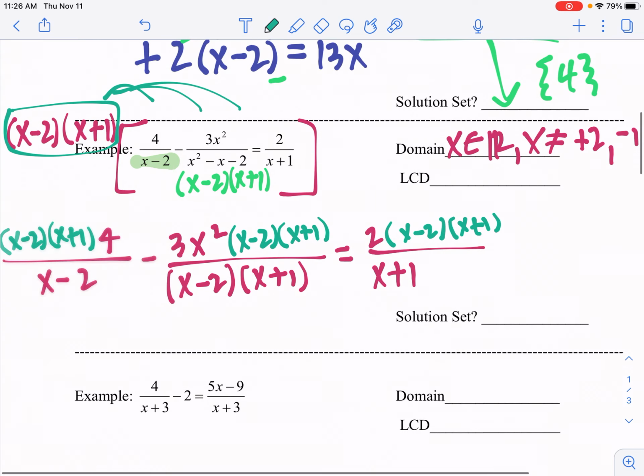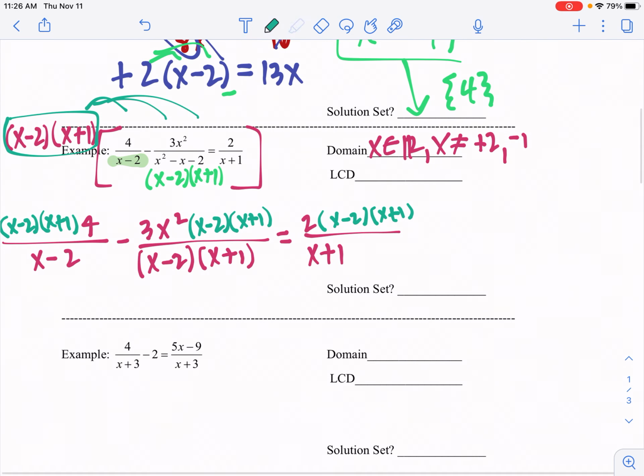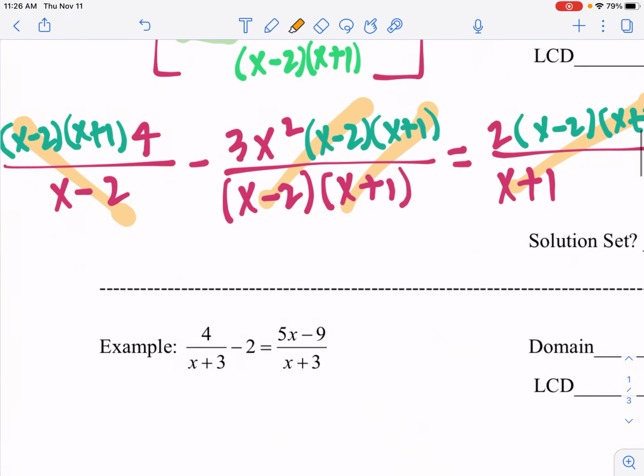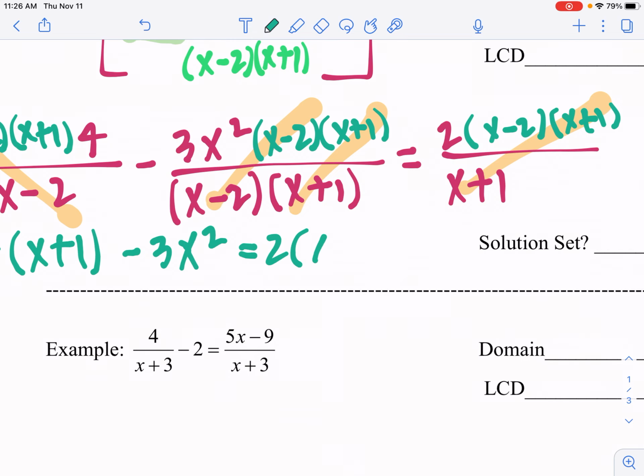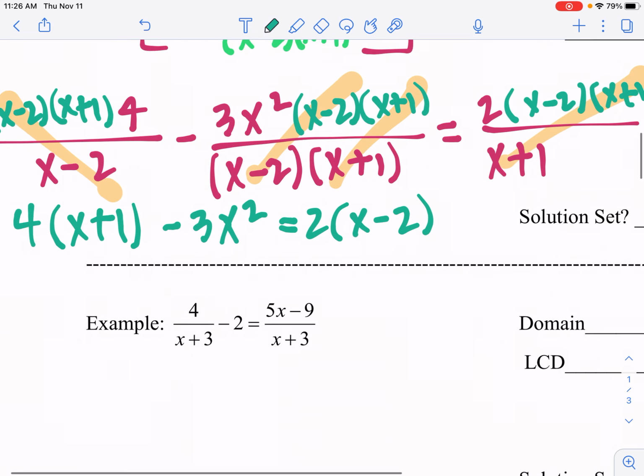So as you notice, everyone got the x minus 2 and x plus 1, and hopefully things should start to cancel. So here the x minus 2's cancel, here they both cancel, and here the x minus 1 cancels. Okay, so you just make sure you stay organized and see what you're left with. So 4 times x plus 1 minus 3x squared equals 2 times x minus 2.